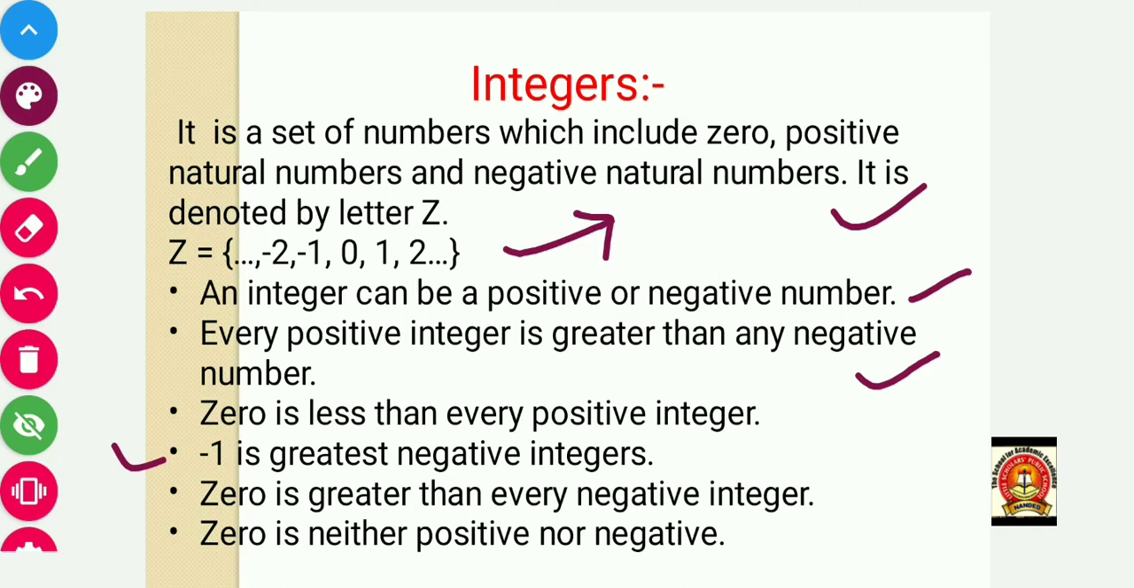And we know that 0 is greater than every negative integer. And very important, 0 is neither positive nor negative. It does not have any sign. So integers are the set of numbers which include positive integers, negative integers along with a 0.